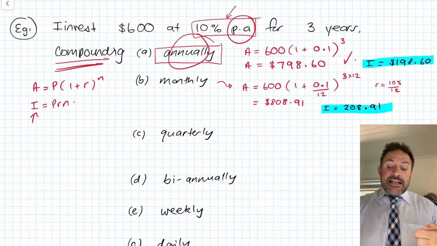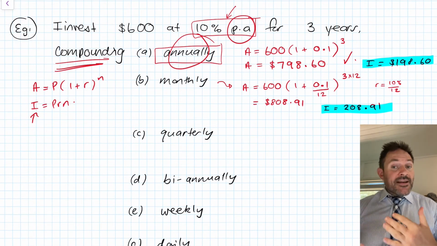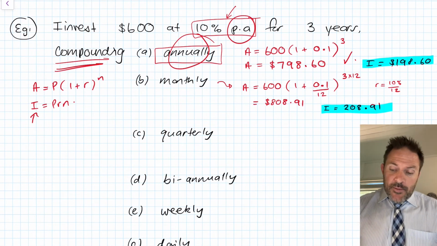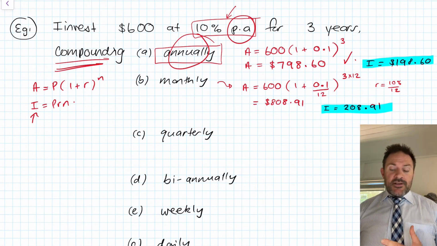You can see all of a sudden the difference between compounding it over a year, or at the end of each year, as opposed to at the end of each month. I'm starting to get a whole lot more money here. Now, these are in no particular order, but I'm changing the compounding periods each time.